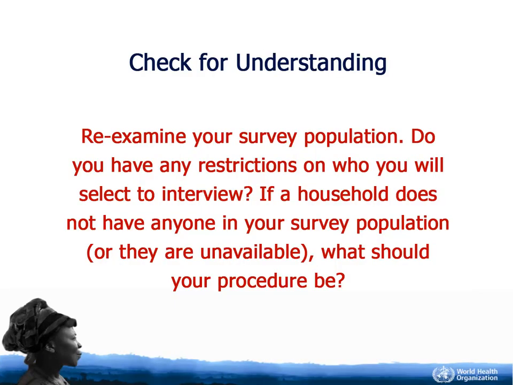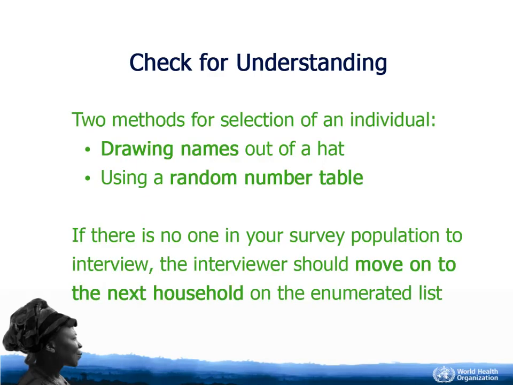Check for understanding. Name 2 methods for randomly selecting a person to interview from a selected household. If a household does not have anyone in your survey population, or they are unavailable, what should your procedure be? If you are uncertain of any of these answers, please review this video again.